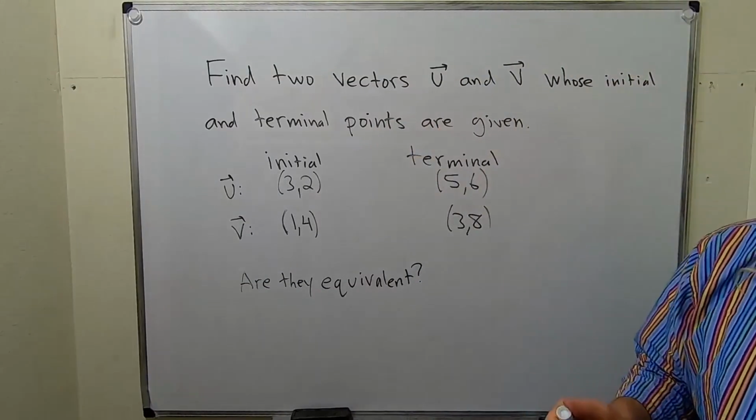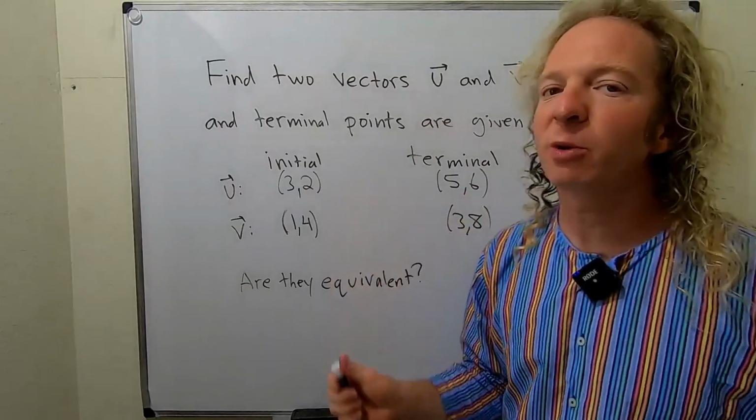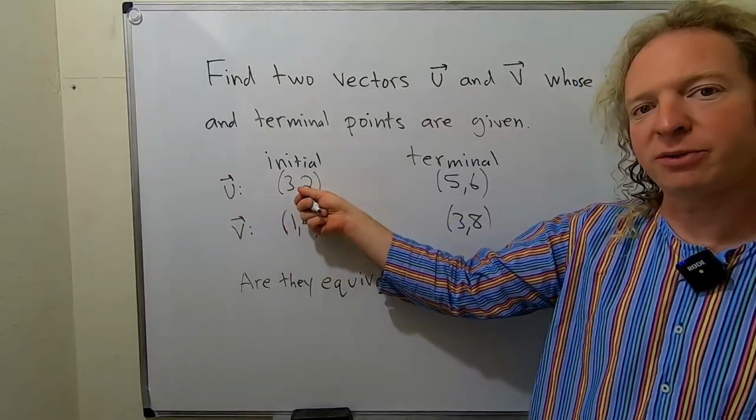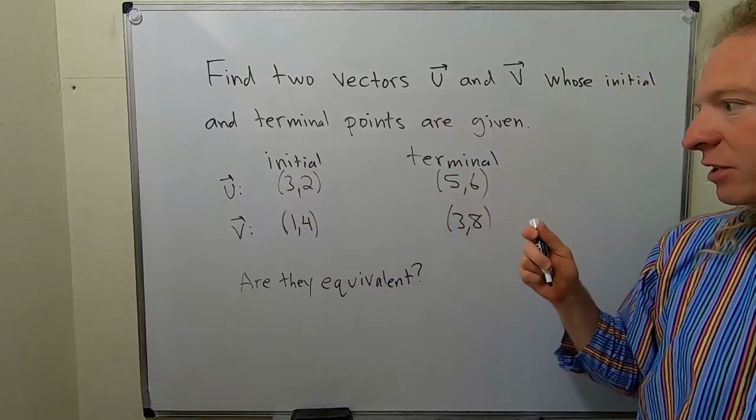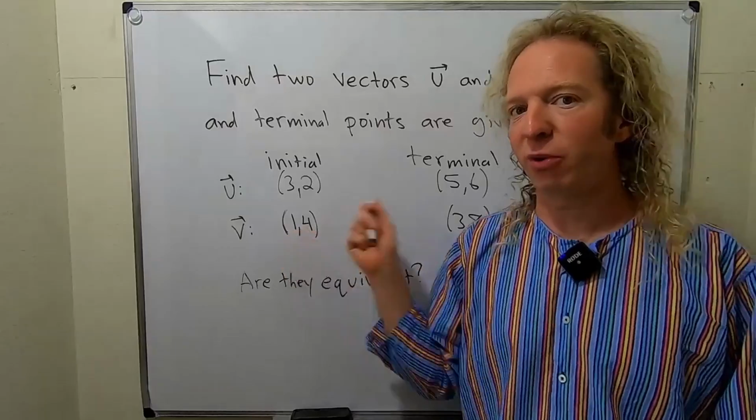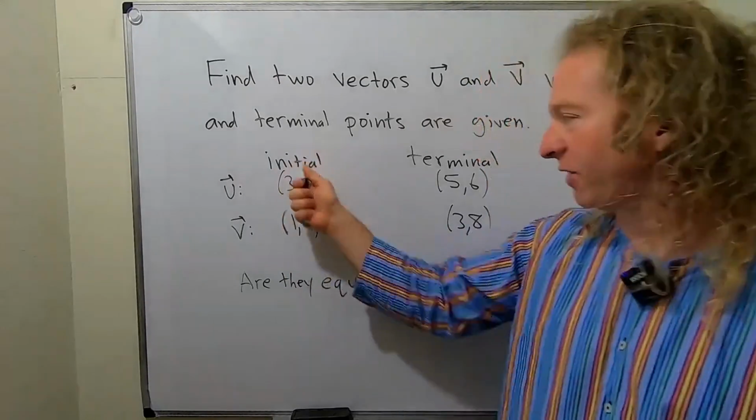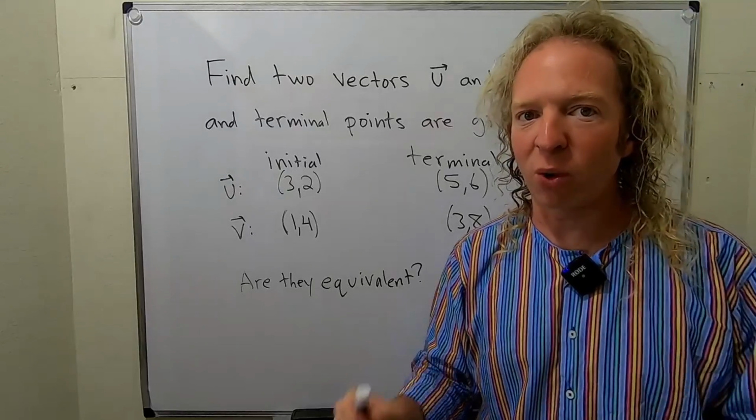Find two vectors u and v whose initial and terminal points are given. So we have the vector u with initial point 3, 2 and terminal point 5, 6, and the vector v with initial point 1, 4 and terminal point 3, 8. And we have to find the vectors and determine if they're equivalent.